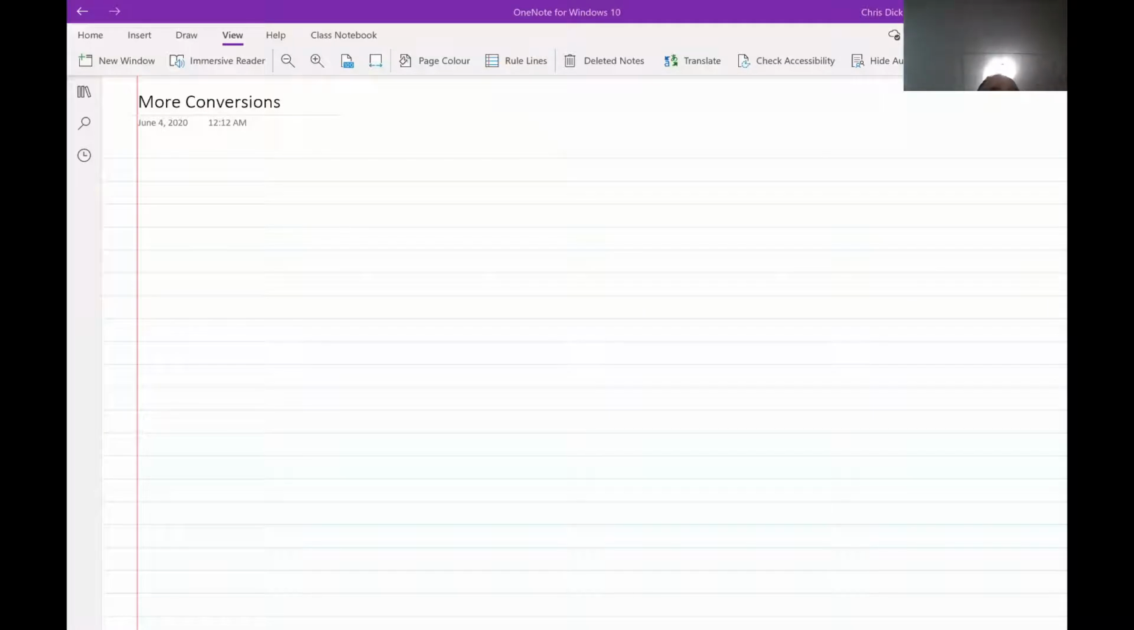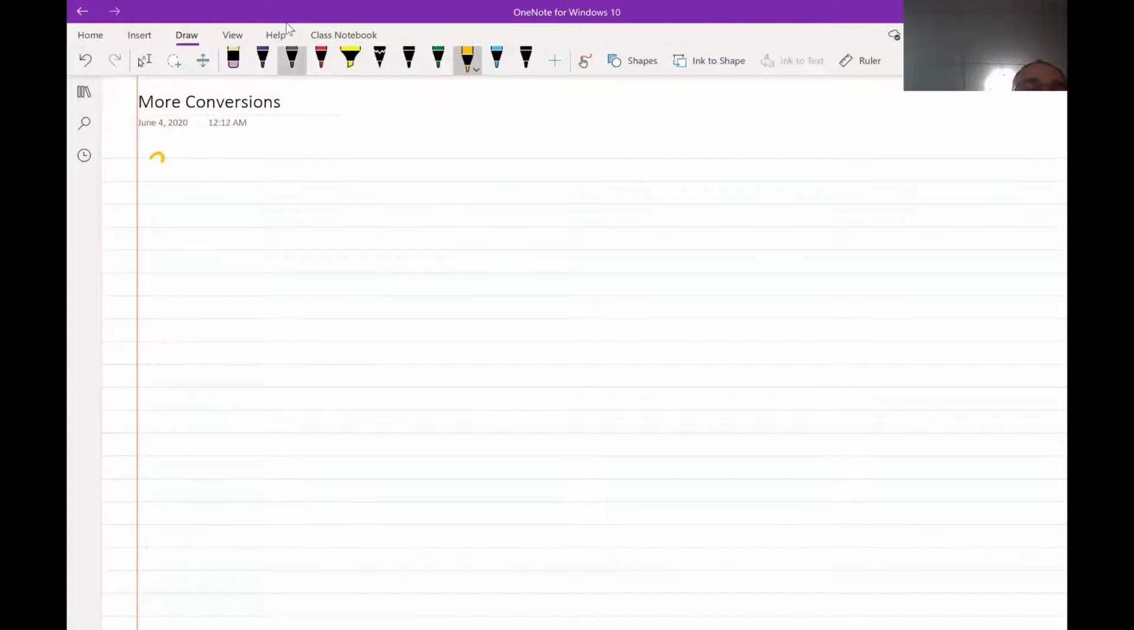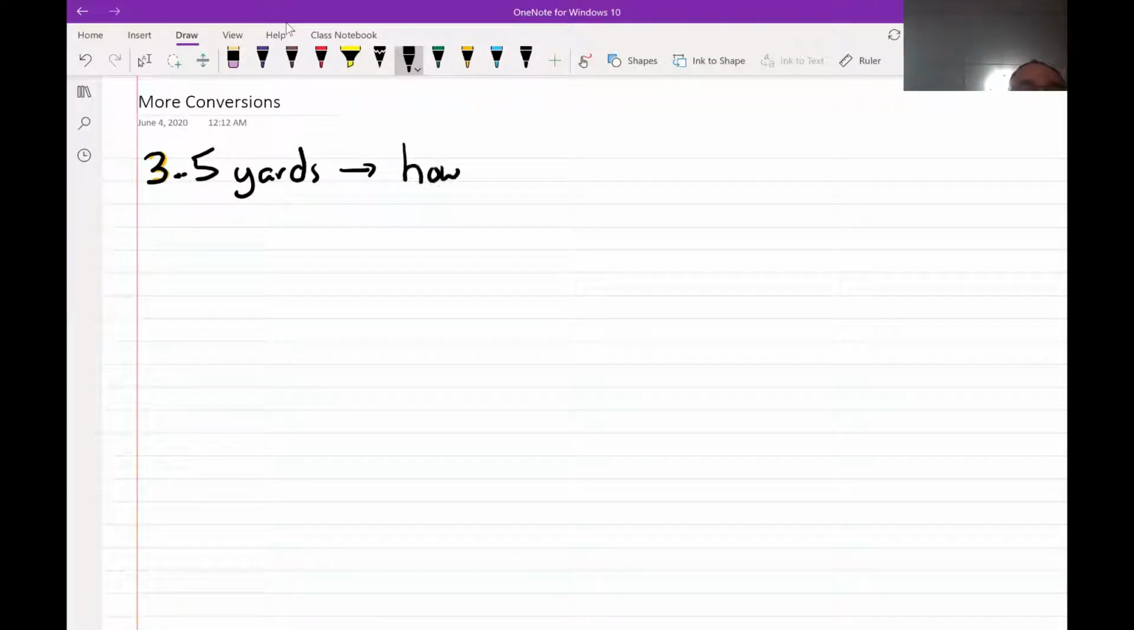Okay, so here we go. So we're going to take a look at how to convert from, let's say, over here. Let's say you had 3.5 yards. Sorry, my computer's not registering. There we go. 3.5 yards. Oh, that's weird. Mid color change. And you wanted to know how many inches is this?